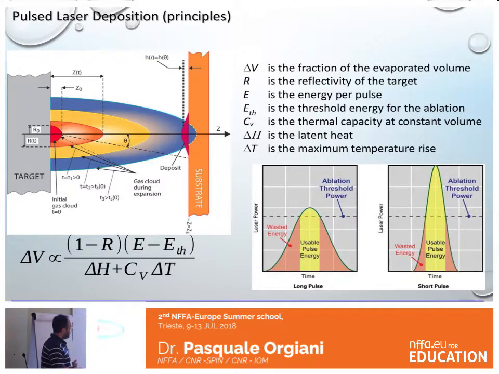This is a classical scheme. There is a threshold. Above that, you have the ablation. Below that, you don't have the ablation. And this is the classical laser pulse in energy with some threshold. So this is the basic idea of what the ablation is for PLD.